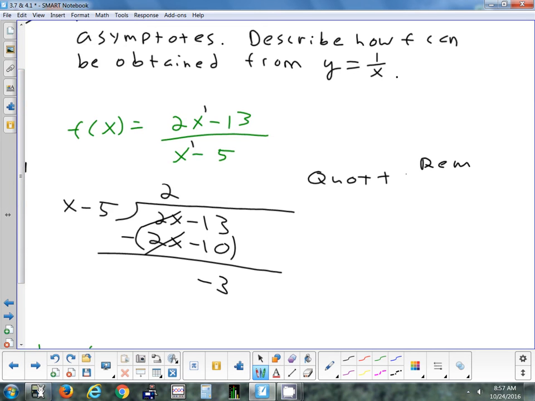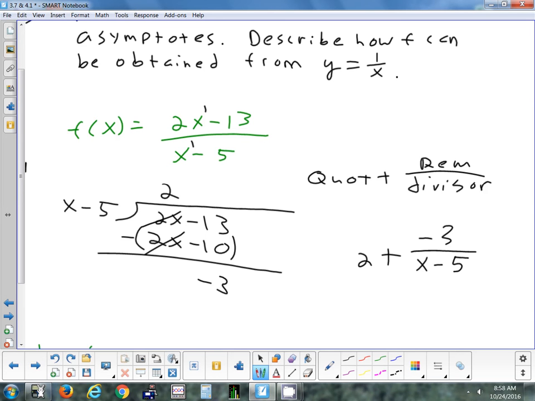Rachel? 2. Yeah, it's going to approach 2, because as x gets bigger and bigger, that fraction is going to be wiped out because you're going to divide negative 3 by a huge number. So we get y equals 2 as my horizontal asymptote. And what about my vertical asymptote? Look for the undefined values, and then ask yourself, do you have common factors?